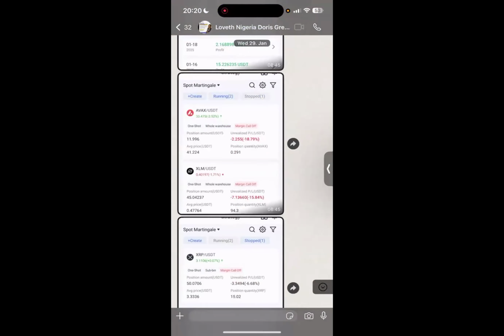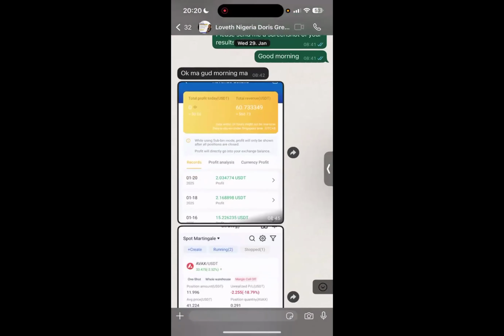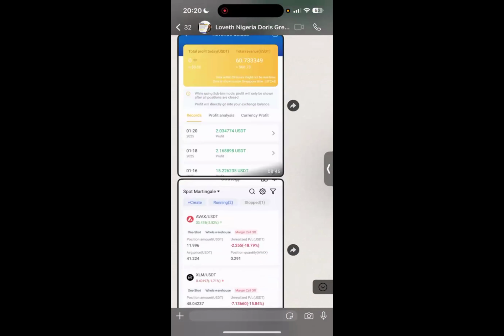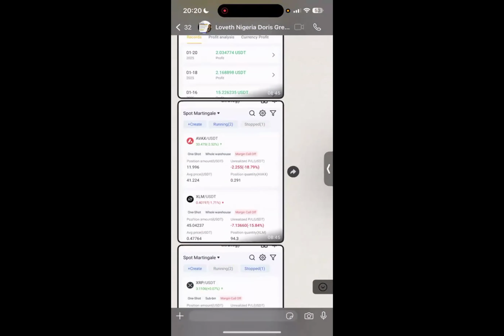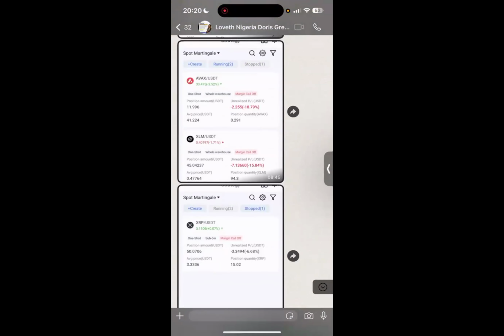60. Then I said, please send me a screenshot of your results so far. This was 29th of January. I said, okay, good morning. Then she sent it. I said, wow, 60. Then I checked a trade. I said, my dear, how come you're trading so many coins? We were trading one coin at a time because your capital was not much.